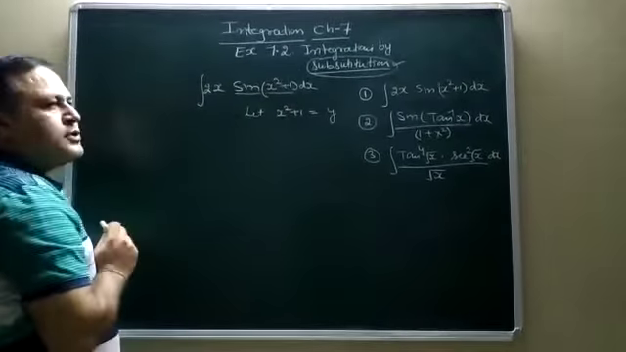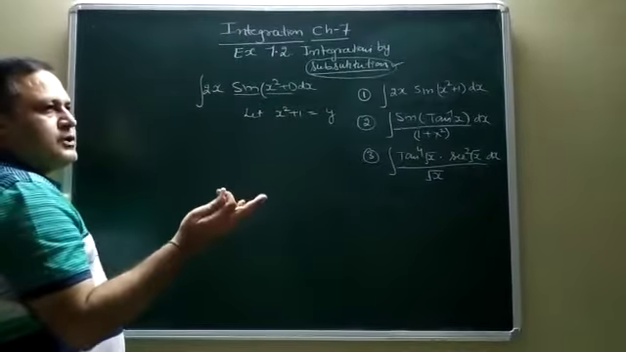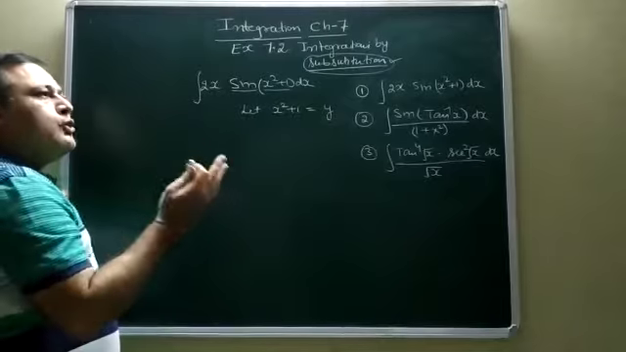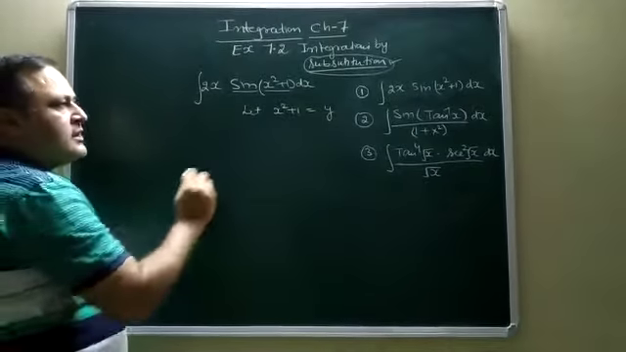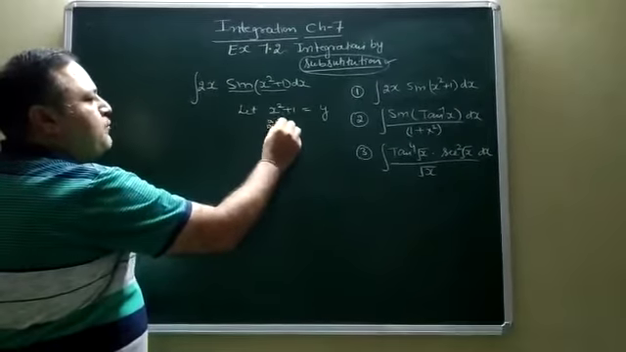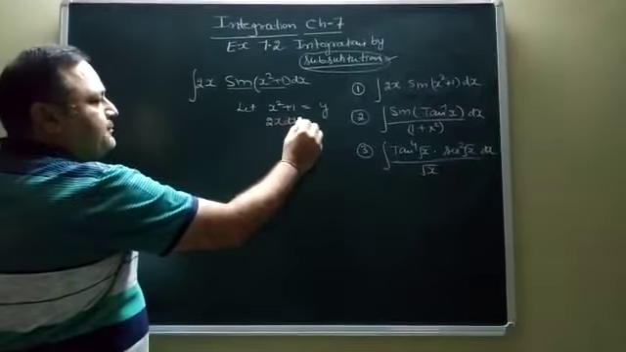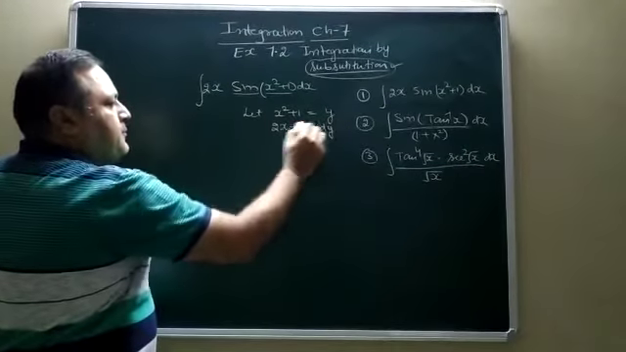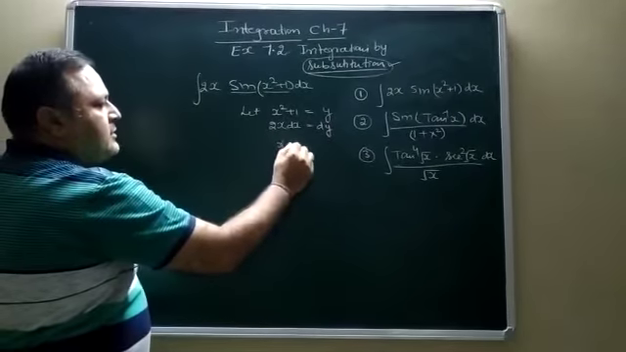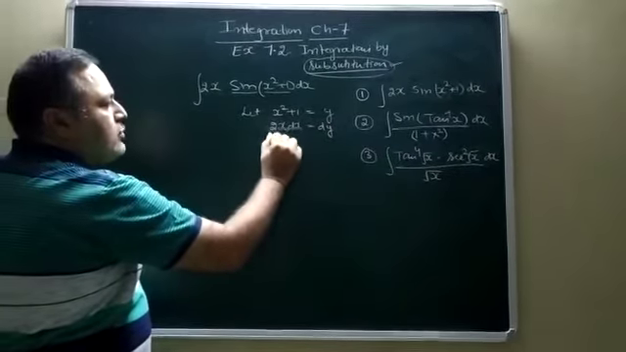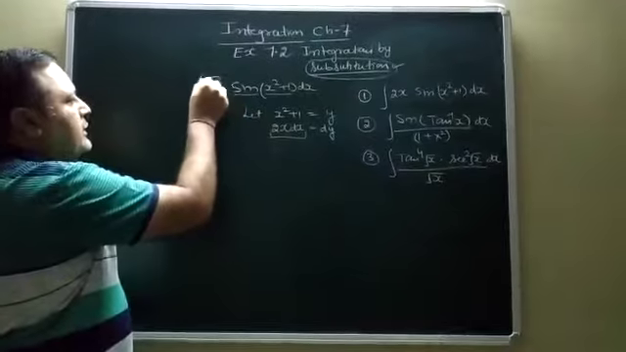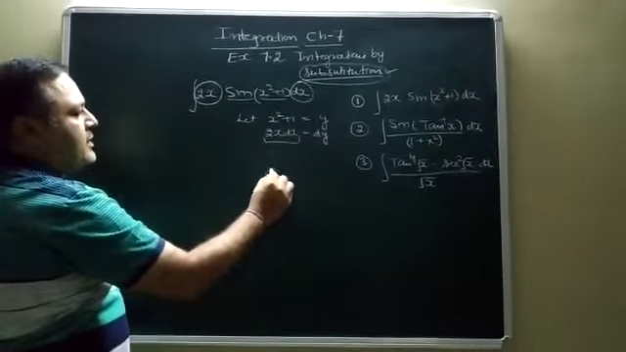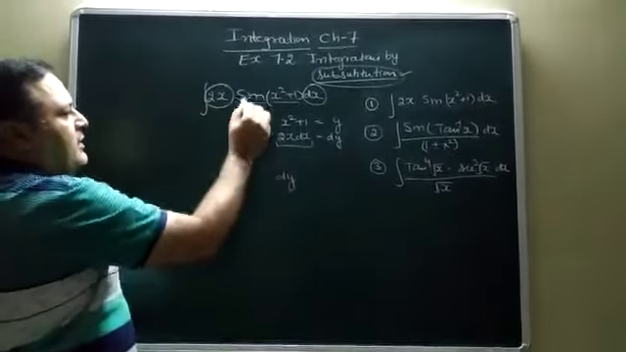In that case, if you want to substitute x square only, you can, but the constant has no effect on the derivative, due to that we take the constant along with this statement. Let x square plus 1 be y. Now its derivative 2x dx is equal to dy. If you see here, it is 2x, it is dx. This complete statement is represented by dy.